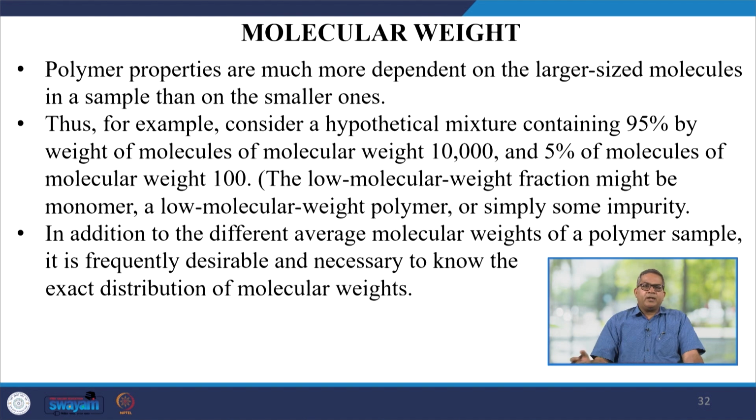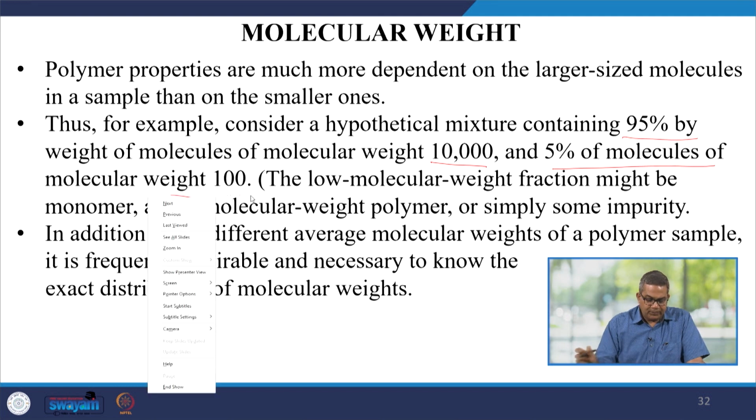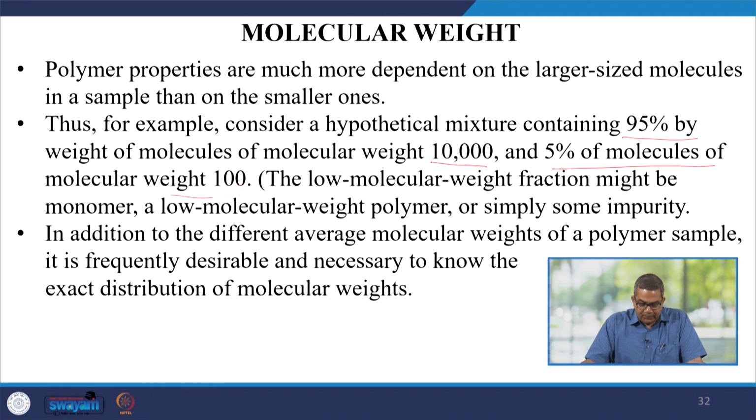Now, the polymer properties are much more dependent on the larger sized molecules in a sample than on the smaller ones. So, let us take the example of a hypothetical mixture containing 95% by weight of molecules of molecular weight say 10,000 and 5% of molecules of molecular weight say 100. The low molecular weight fraction might be monomer, a low molecular weight polymer, or simply some impurities, like we discussed, that is P2, P3, like this up to Pn.